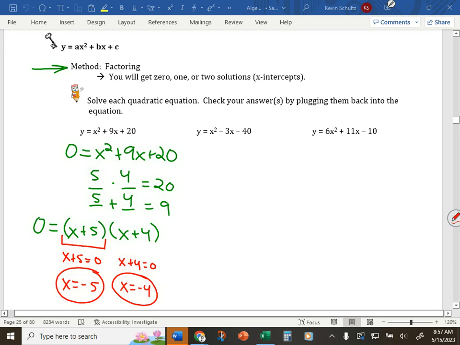Eli. Should we write in parentheses as like a point? Don't write it in. No, you don't have to write it as a point. Because they're two separate points, right? -5, 0, -4, 0. Okay.